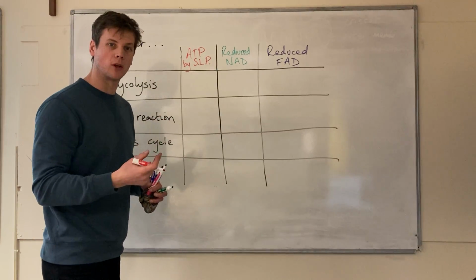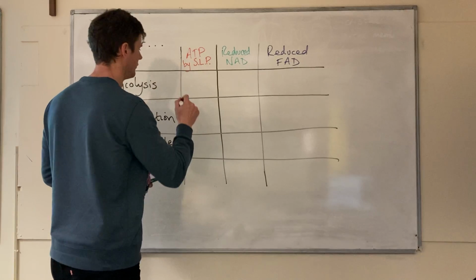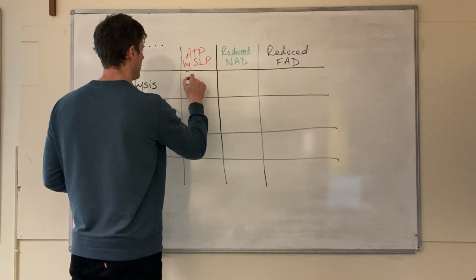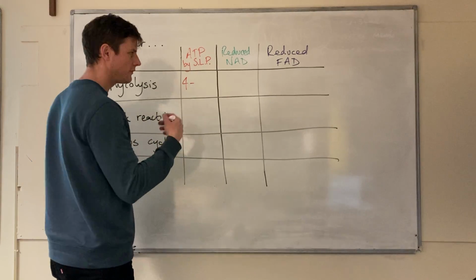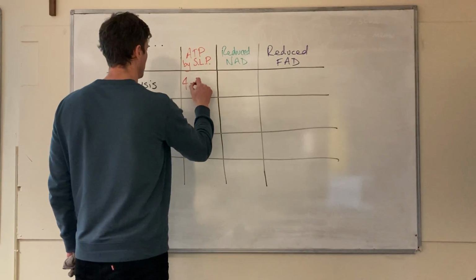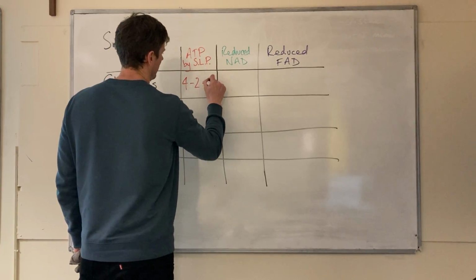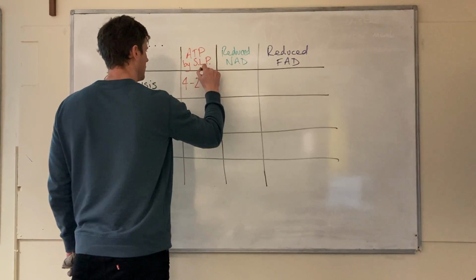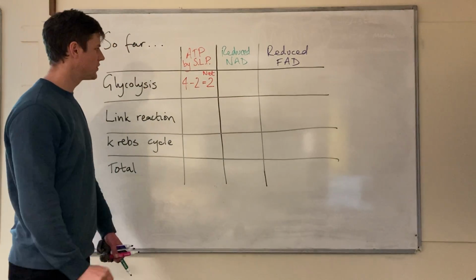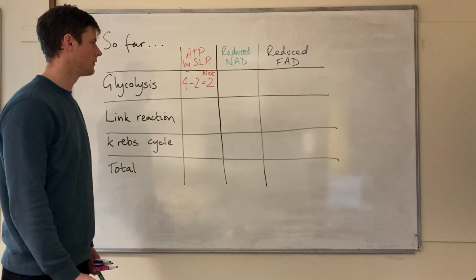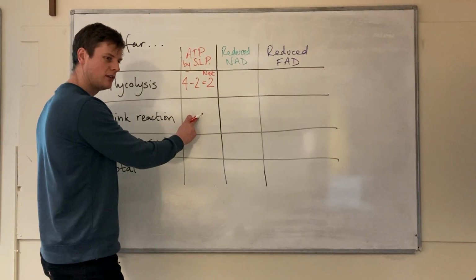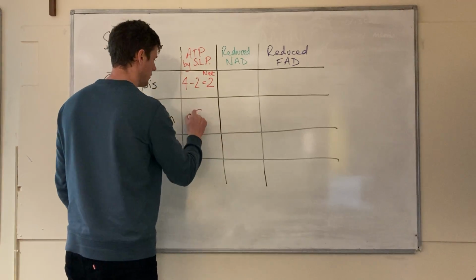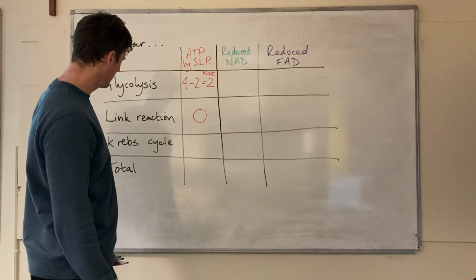4 ATP molecules are produced by substrate level phosphorylation, but 2 are used during the phosphorylation of glucose. So we get a net production of two molecules of ATP. During the link reaction, if you remember, none at all.